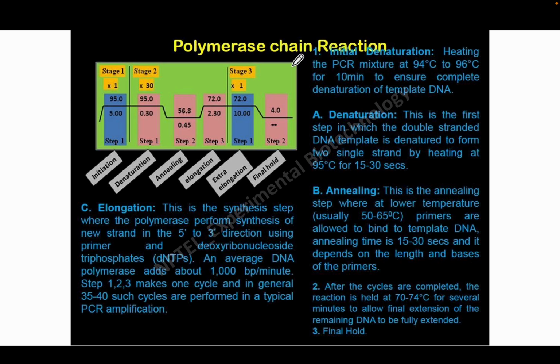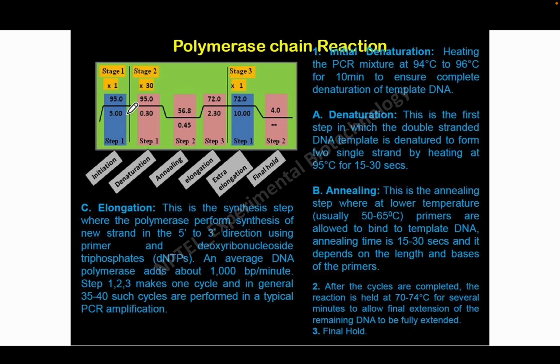Polymerase chain reaction. At first there are some stages: stage 1, stage 2, stage 3. At first, initial denaturation: you have to heat the PCR mixture to around 94 to 96 or 98 degrees. So this is the denaturation step, or initiation step. You have to heat it. Then stage 2, you start the cycle from denaturation itself.